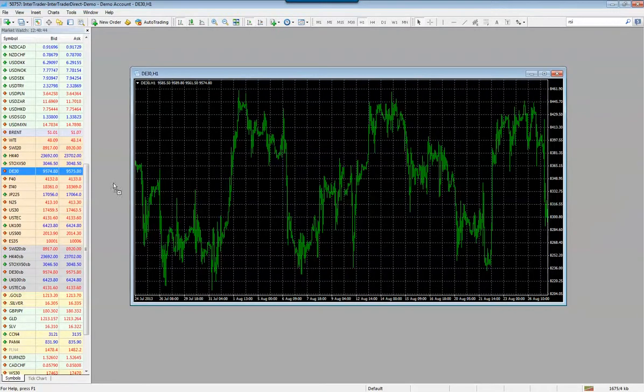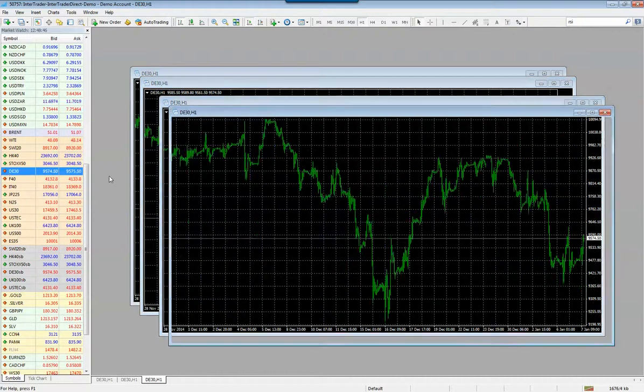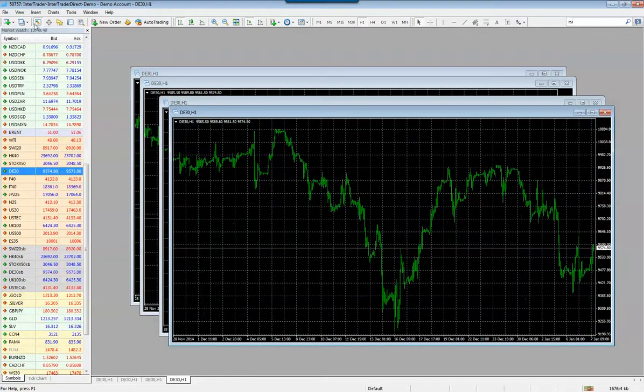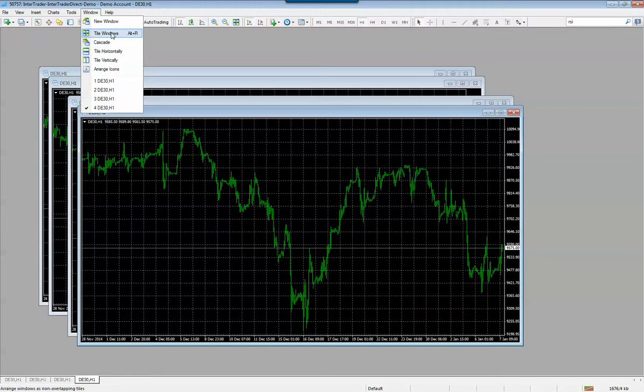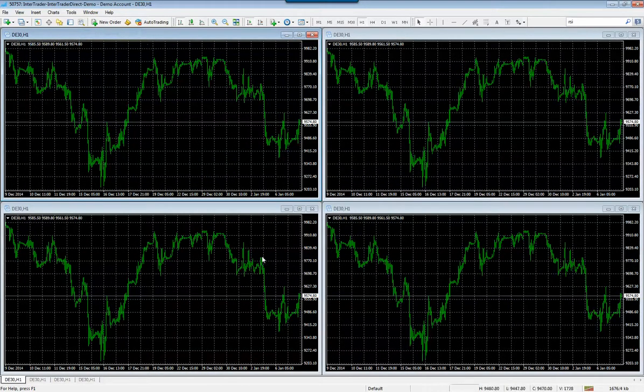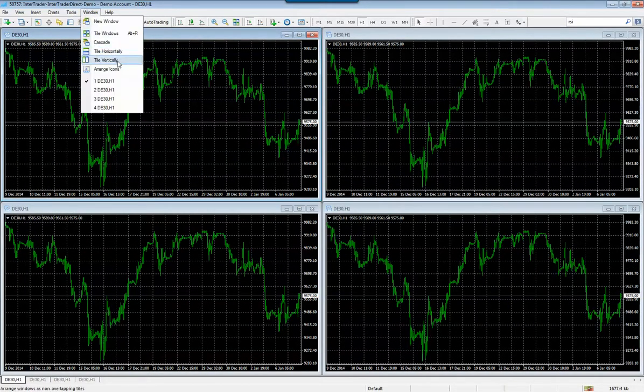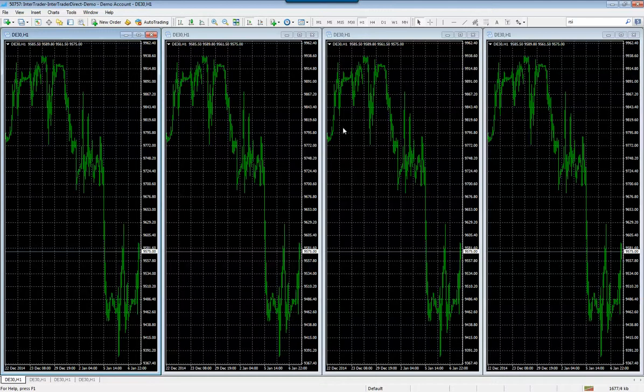So we'll do 4 just for an example. Just bring the DAX out again. So again, your Market Watch is very powerful. It's where everything really starts. Let's close that down. Window, tile your windows to make them all fit. You can do it this way, or you can do it vertically, which I personally prefer.